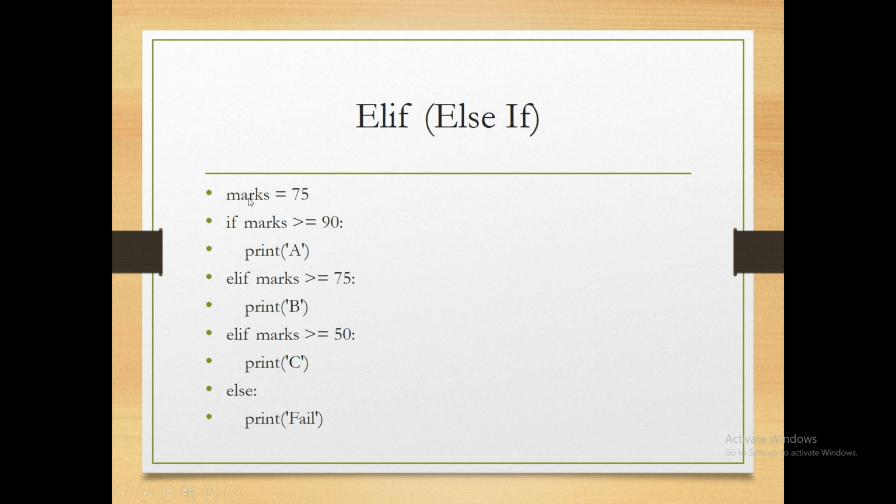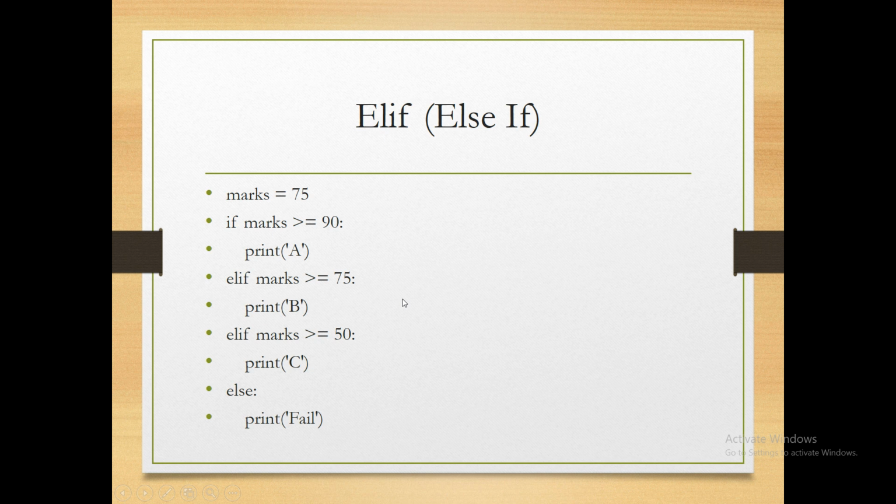Suppose you have taken marks equal to 75, and if marks is greater than or equal to 90, then print A. If you want to write another condition, then you have to write elif. So if marks is greater than or equal to 75, then print the B grade. If marks is greater than or equal to 50, then print C, and else print fail.